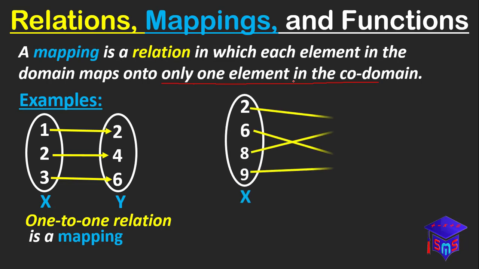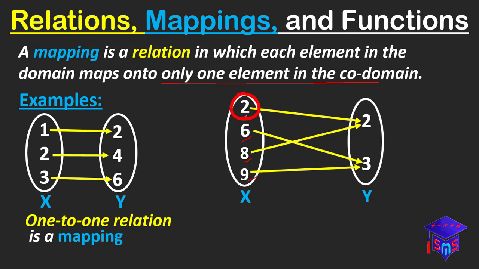Alright, let's consider this as well. Now you check the definition again and check whether this satisfies the definition. A mapping is a relation, and this is a relation, of course, in which each element in the domain maps onto only one element in the codomain. So you check whether the elements we are having in the domain, which are 2, 6, 8, and 9, are mapping to only one element in the codomain.